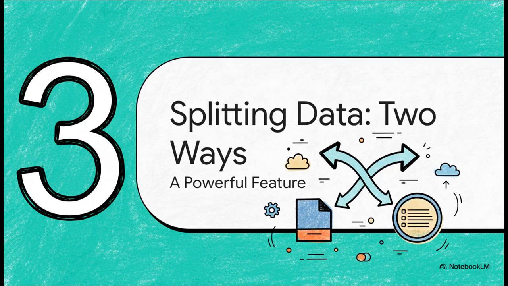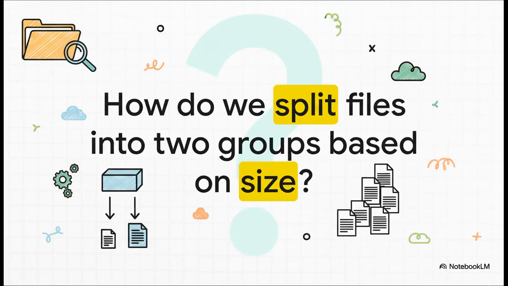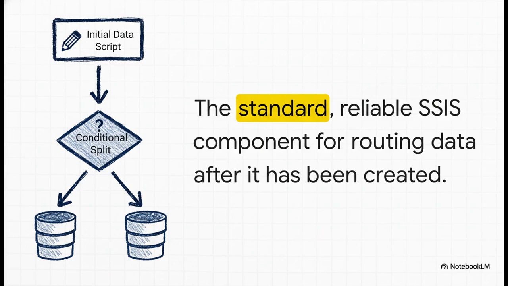Let's take a simple task, like splitting our data, and see how it reveals a feature that is a total game changer. So here's the new challenge. What if we need to split these files into 2 different groups based on their size? Maybe send the big files down one path and the small files down a completely different one. How would we pull that off? Well, the standard way, the textbook approach, is to use another component called the conditional split. You take the data coming out of our script, feed it into this new component, and it would act like a traffic cop, routing the rows based on a rule we give it. It's totally reliable, it works just fine, and honestly, it's what most people would probably reach for first.